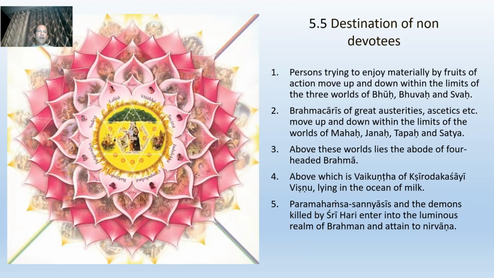And above that, beyond the material universe, is the Brahma Jyoti, or the effulgence of the Lord, in which the demons who are killed by Lord Sri Krishna, or the Paramahamsa sannyasis, when they get liberation, merge into Brahman. So that's what we discussed last time.